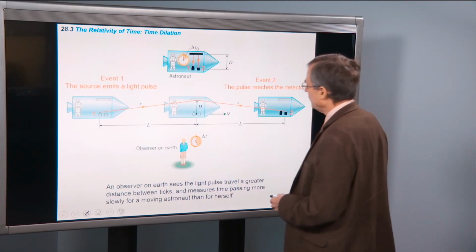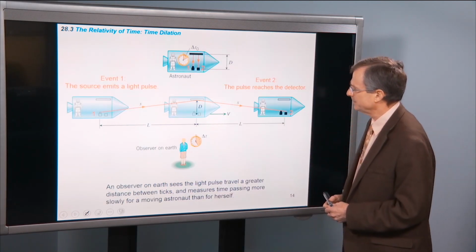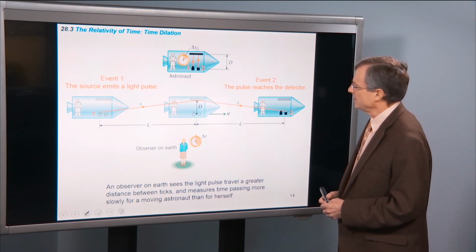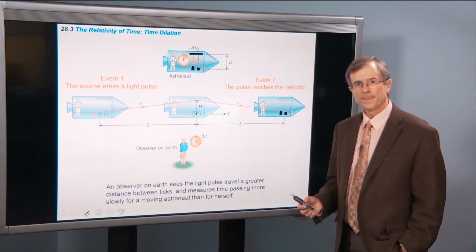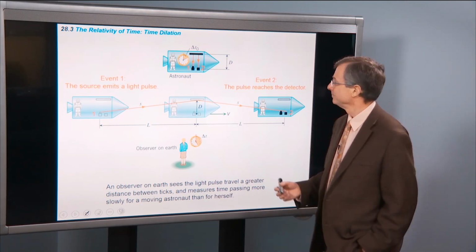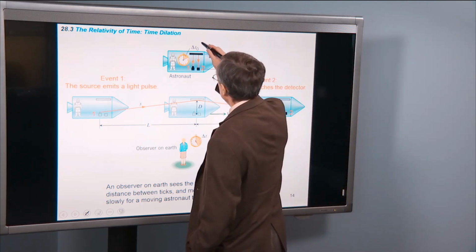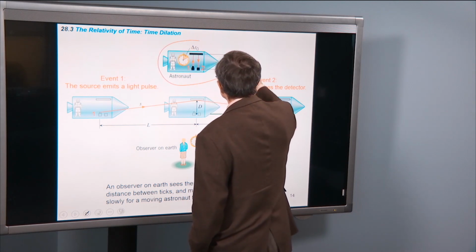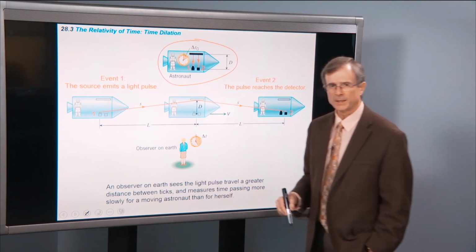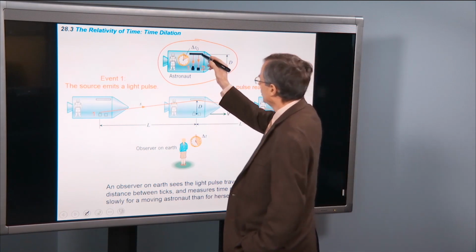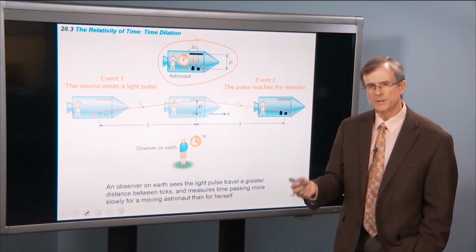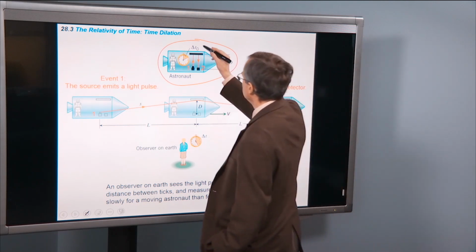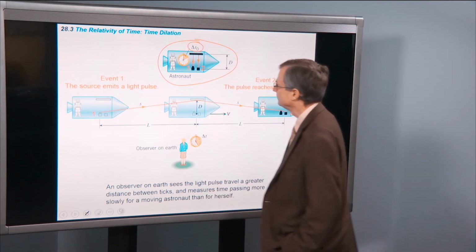Now, what happens if you place that clock on a rocket? Here's the clock, and here's an astronaut in the rocket, and this clock is going to measure a certain amount of time between ticks. We're going to call that delta T naught.